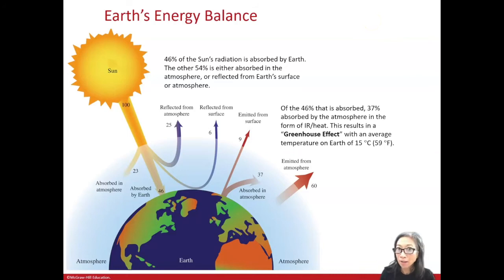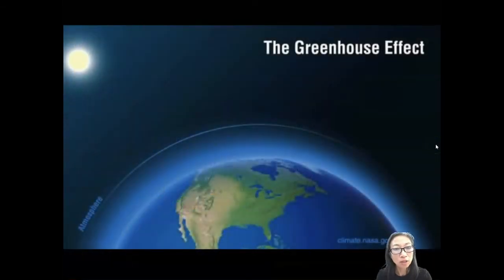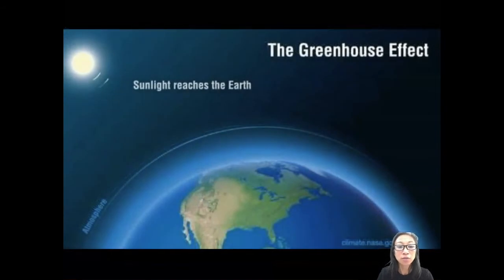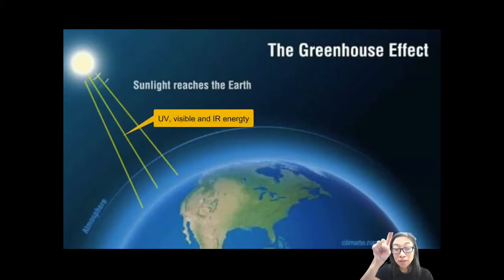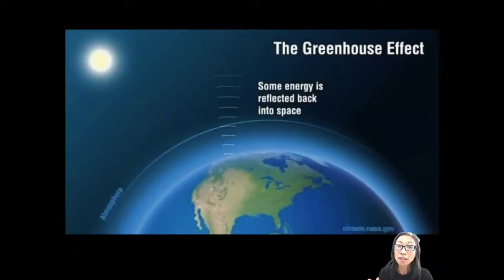Remember that there's a balance between the energy sent from the sun to Earth, and that balance has been established over the evolution of the universe and Earth and all living things on Earth. That balance starts with the sun sending energy, radiating energy as UV, visible, and infrared, which is heat, IR. You could draw rays coming from the sun. So Earth then receives that energy and either radiates, reflects, or absorbs the energy from the sun.